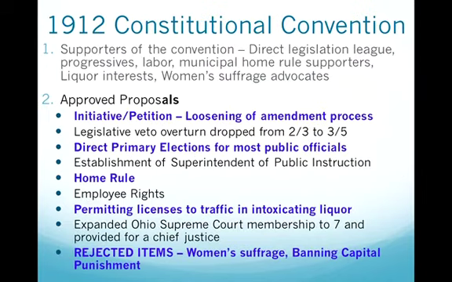So supporters of the convention, Direct Legislation League, Progressives, Labor, Municipal Home Rule supporters, liquor interests, and women's suffrage, they were all in support of this new constitutional convention that we end up having in 1912. And so we kind of updated from the 1851 version of it. We have the initiative and petition process. It's loosening of the amendment process.